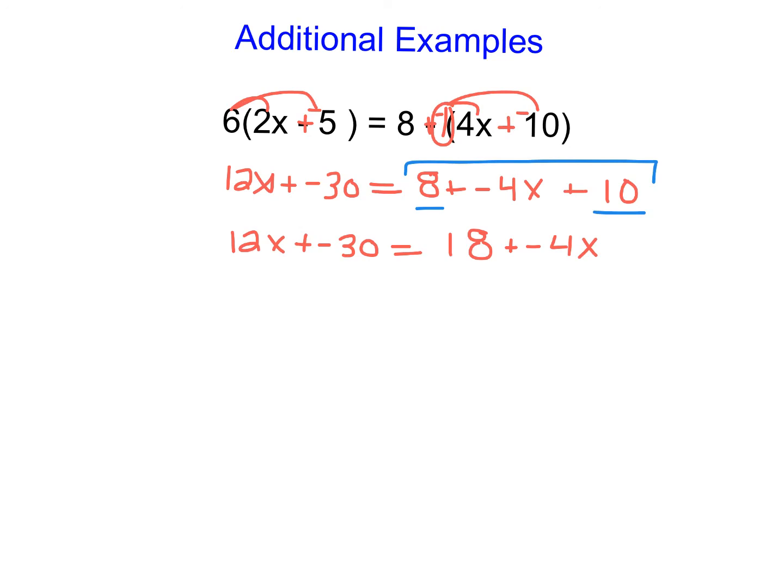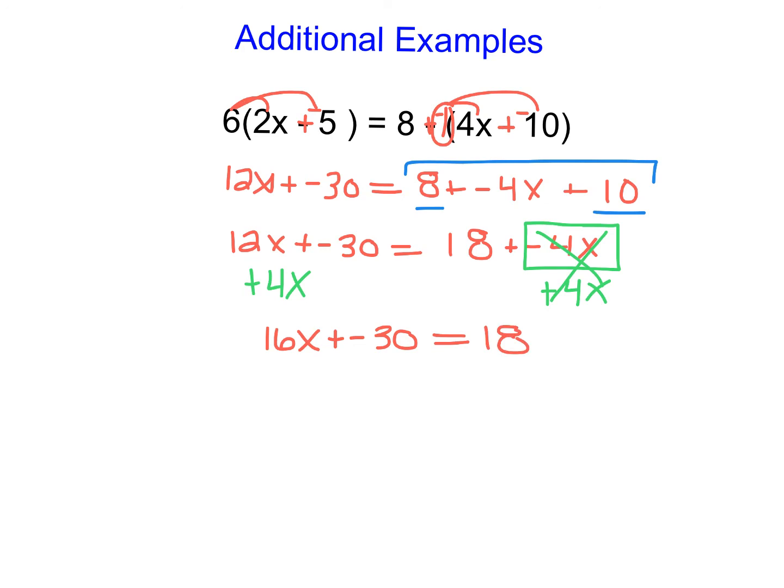So what I need to do is commit to one x that I want to move to the other side, and I'm going to pick this negative 4x. So in order to move that negative 4x to the other side, I need to undo it, and to undo it, I need to add 4x to each side of the equation. So as I add 4x to the right-hand side, those undo each other. As I add it to the left, I have 16x plus negative 30 is equal to 18.